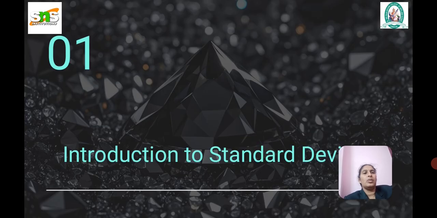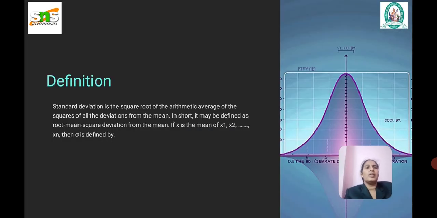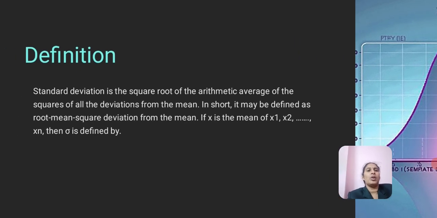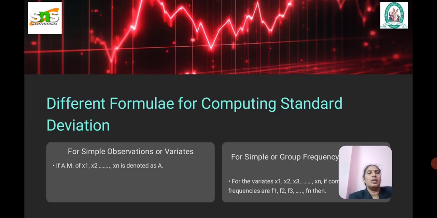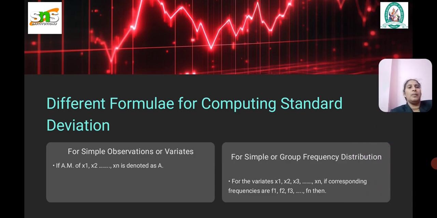Next, how do we introduce the standard deviation? We define it as the square root of the arithmetic average of the squares of all the deviations from the mean, and in short it is defined as the root mean square deviation from the mean. Normally x is defined as x1, x2, etc., and normally the symbol of the standard deviation is sigma.